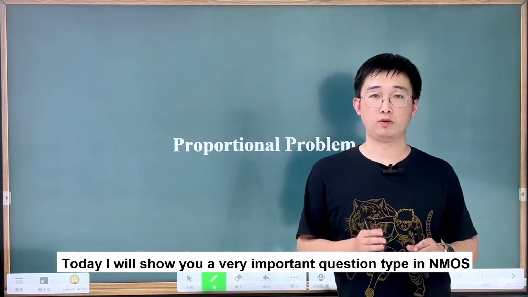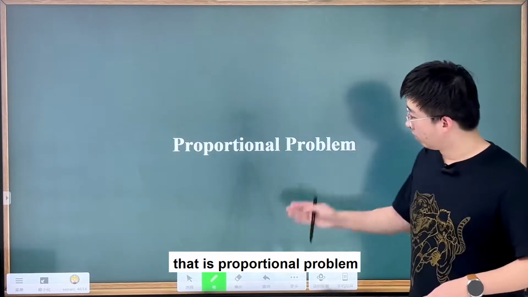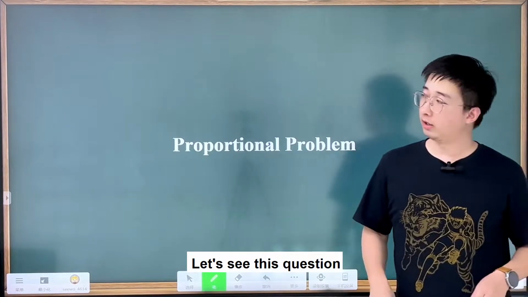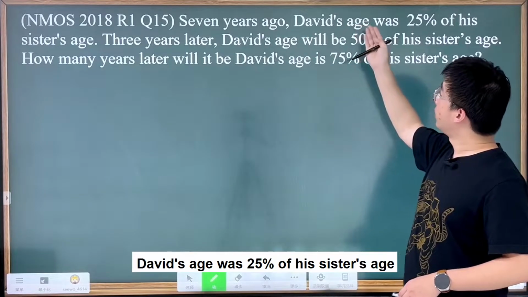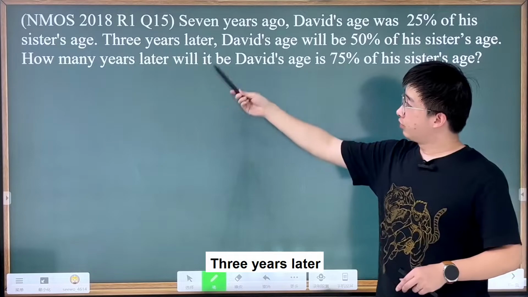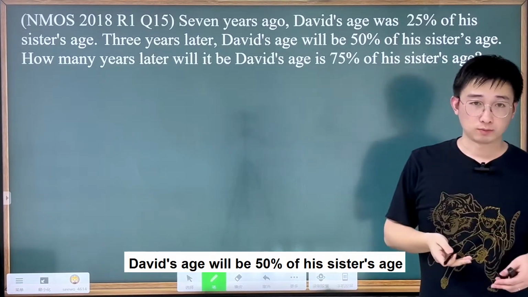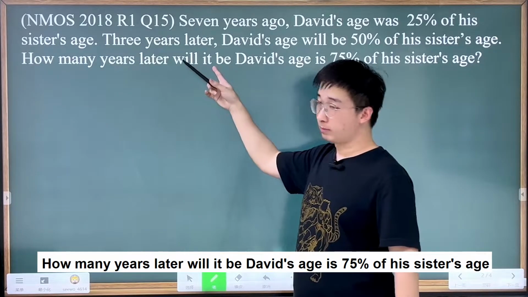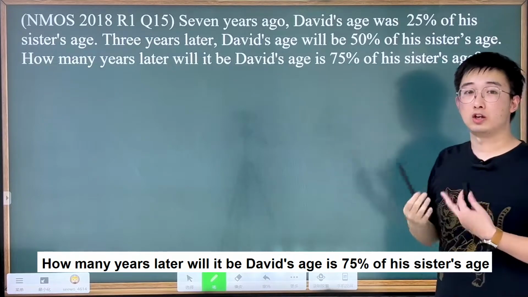Today I will show you a very important question type in NMOS, that is proportional problem. Okay, let's see this question. 7 years ago, David's age was 25% of his sister's age. 3 years later, David's age will be 50% of his sister's age. How many years later will it be David's age is 75% of his sister's age?